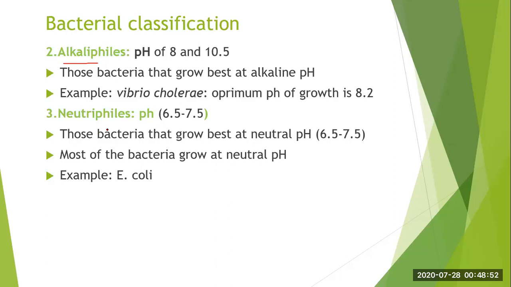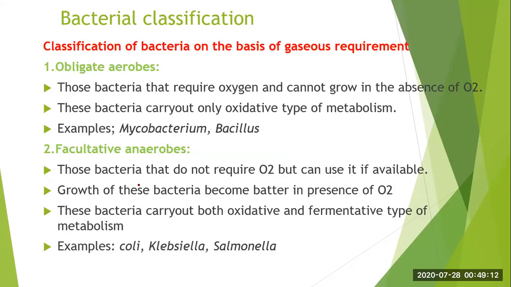And in the case of neutrophiles, the pH will be 6.5 to 7.5. As we know, this pH range is neutral for the environment. So bacterial growth will be best in neutral pH like 6.5 to 7.5. For example, E. coli. That was our bacterial classification based on pH.